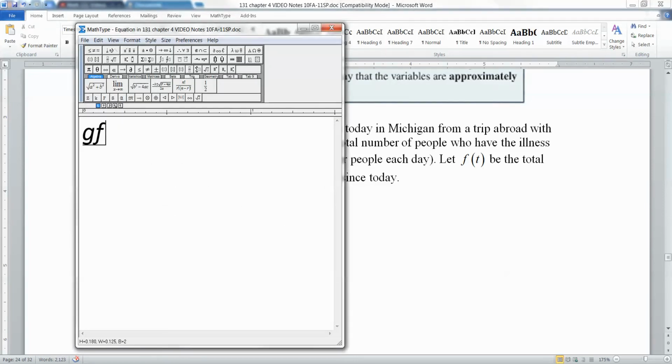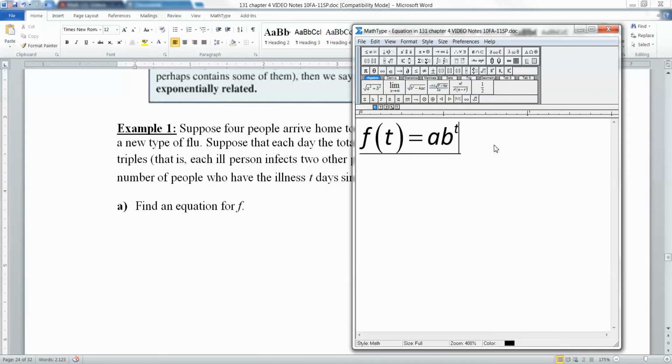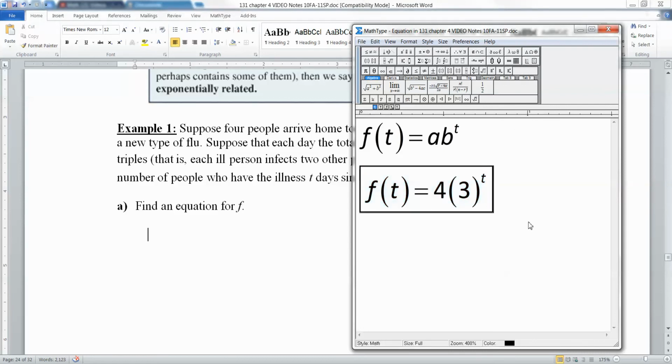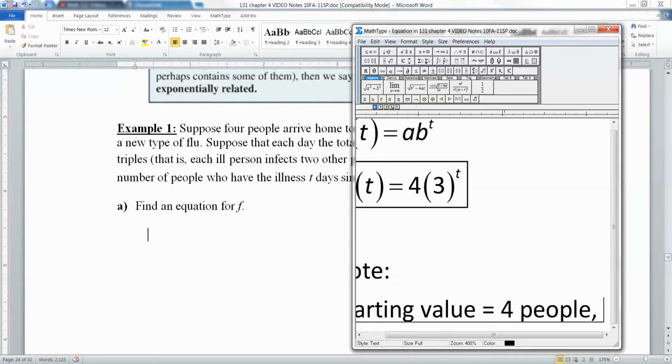Okay, so f of t is equal to, now remember these are going to be a, b to the t. Now a is your starting amount. It's your y-intercept. So it's got to be 4 because we started off with 4 people. Now it triples, okay, so you need to multiply it by 3 to the t. There you go. And we better make notes to ourselves because you won't remember where any of this came from. So note, starting value equals 4 people.